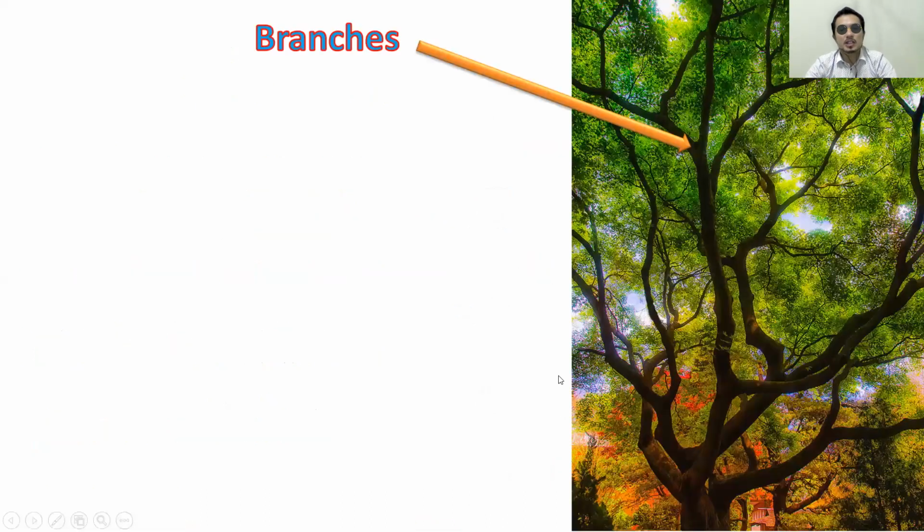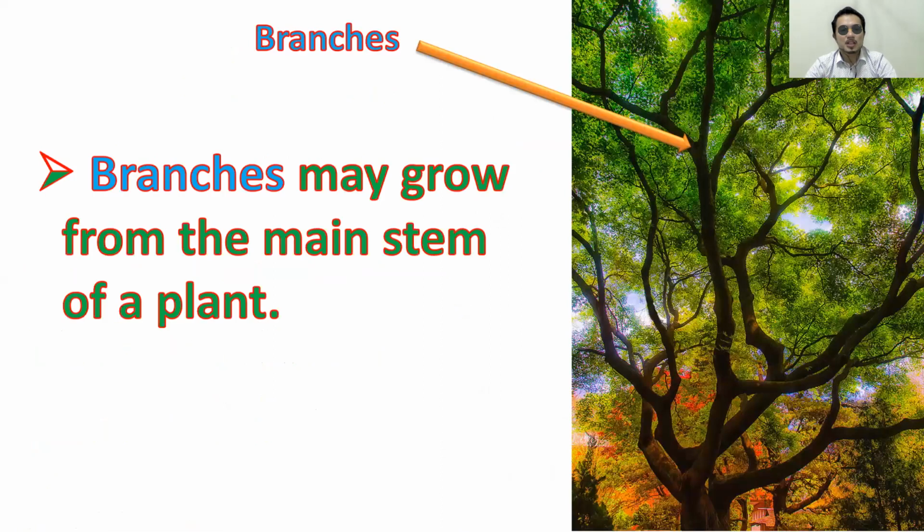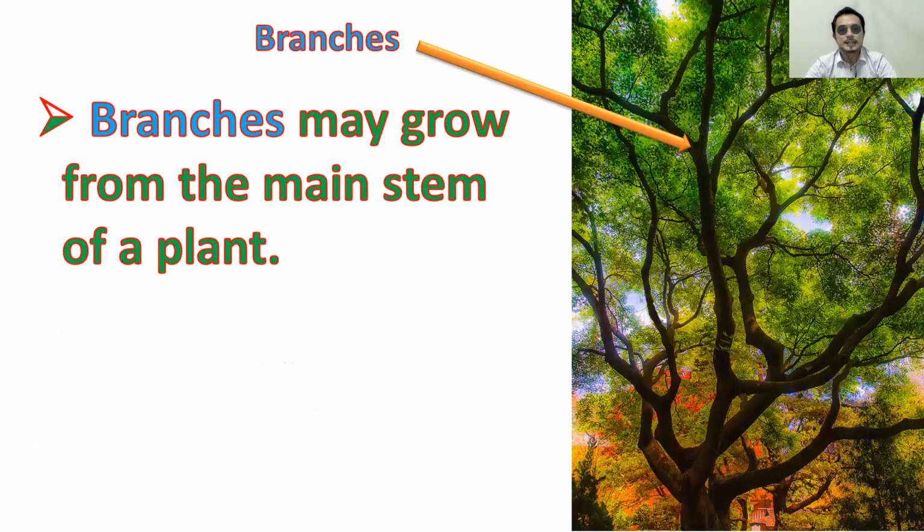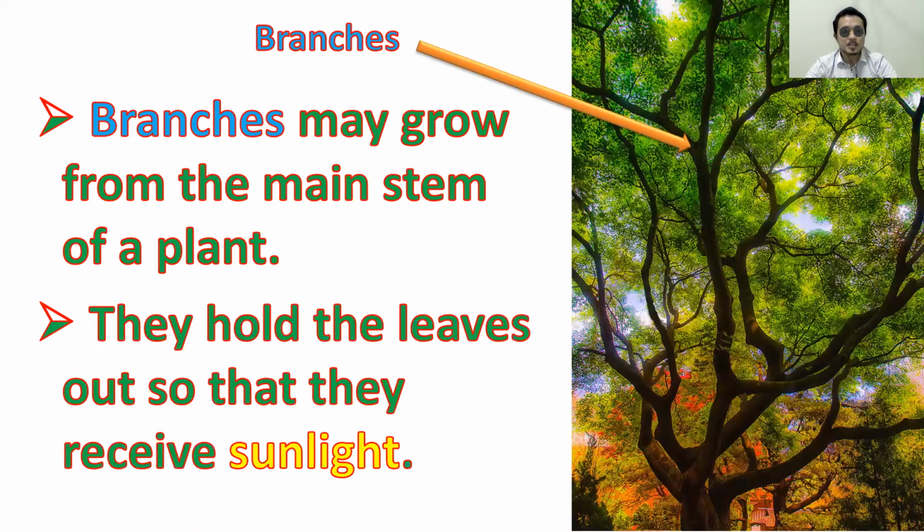Another part here, we have branches. The branches may grow from the main stem of a plant. Of course, they hold the leaves out so that they receive sunlight.